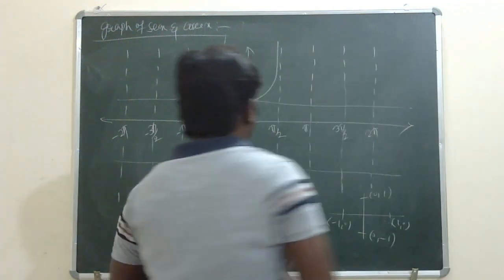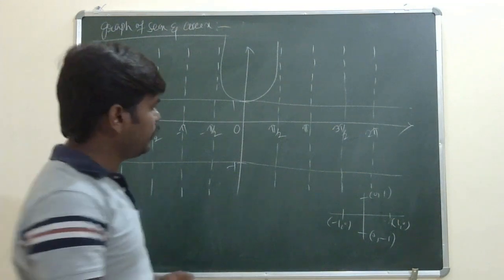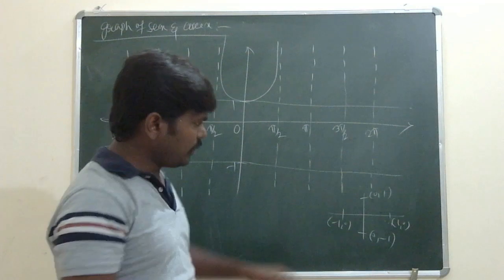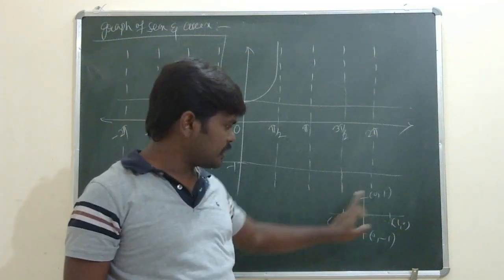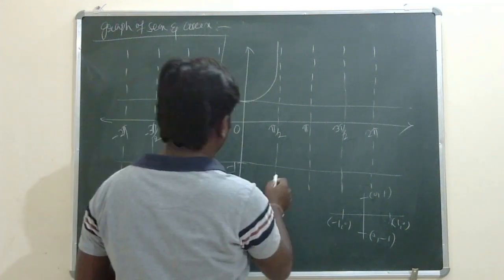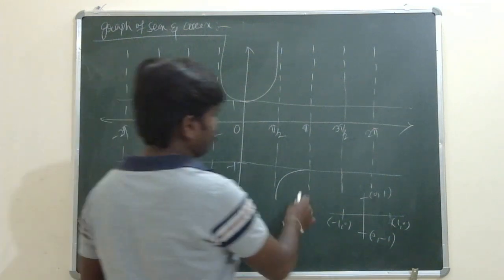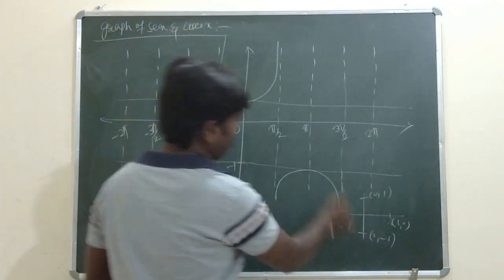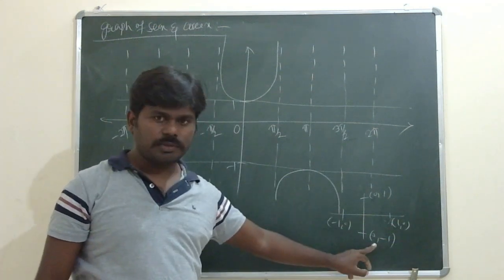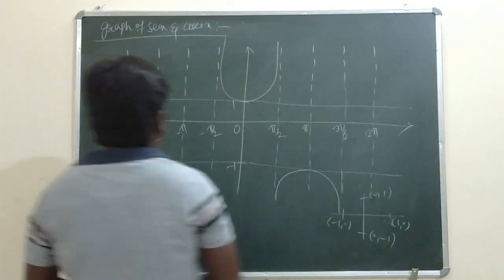And from pi by 2 to pi, the value of the cos is still decreasing, so it will increase. Even for 3 pi by 2, the cos is increasing from minus 1 to 0, so the secant will decrease. So this is about the secant.